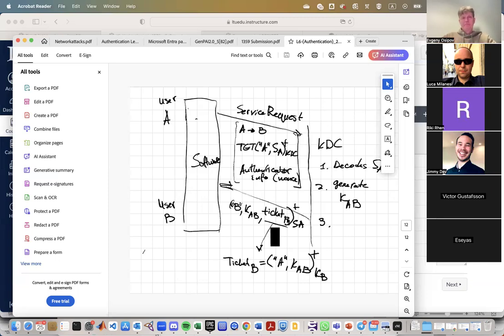But this nonce is something that we consider comes from another app or something like that. Well, no, it's a piece of information that is included in the request, in the initial request.